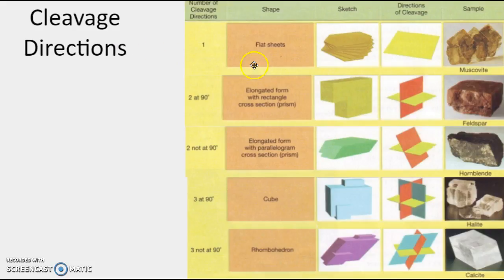So when talking cleavage directions, we can refer to this page here. This is in our binders. The number of cleavage directions, it could have one. We've got our micas, muscovite and biotite. You could have two at 90 degrees. There's your feldspars, and here's what it looks like, kind of a schematic. Here's two that are not at 90, for example hornblende, two planes of cleavage that are not at 90 degrees themselves. We could say three at 90 degrees. Once again, here's halite. You could also use pyrite as an example, a perfect euhedral crystal. And you can say three not at 90, and once again, back to calcite.